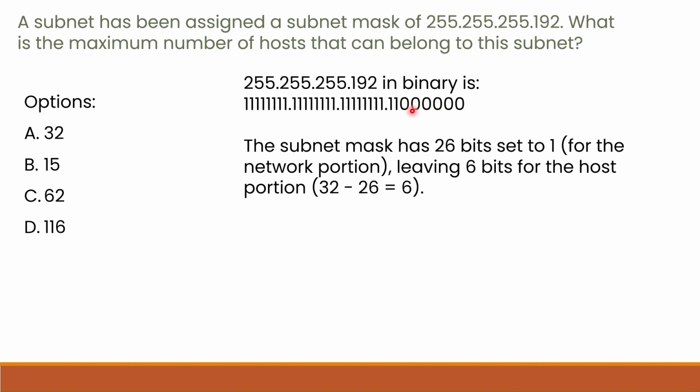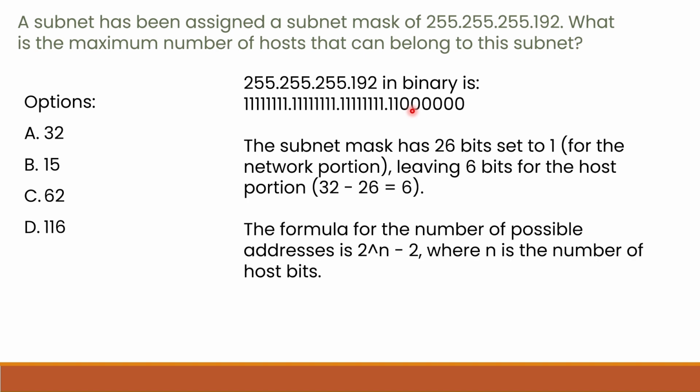So in this particular subnet mask, the host portion is 6 bits. Using the host bits, you have a formula to find the maximum number of hosts, and the formula is 2 power n minus 2. And this n value is 6 here, that is the host bits in this question. By substituting it in this formula, you get 2 power 6 minus 2. 2 power 6 is 64, and 64 minus 2 is 62. So our answer is option C, 62. Hope you understood this question.